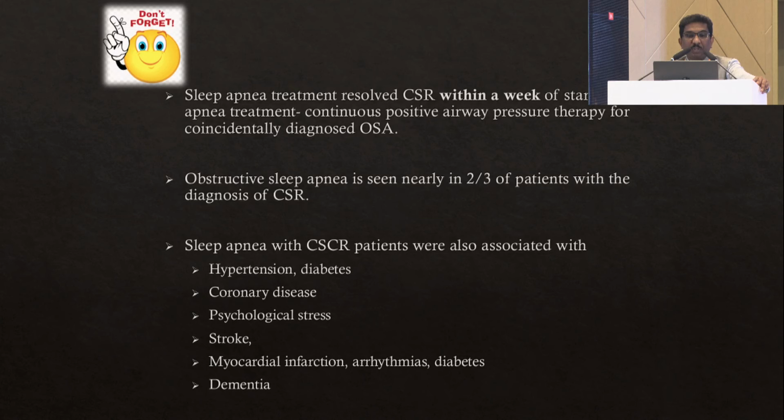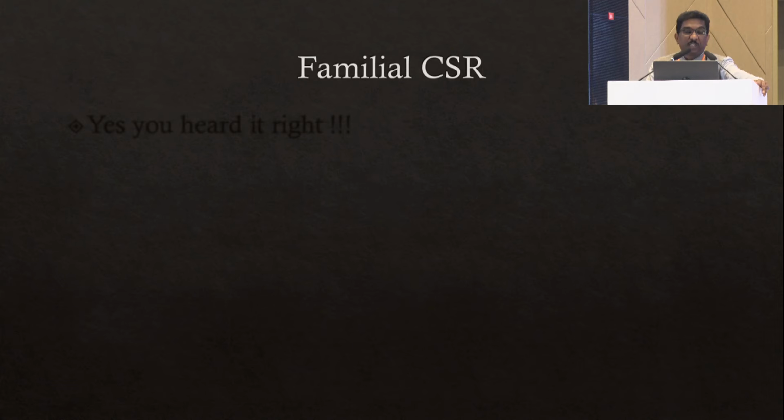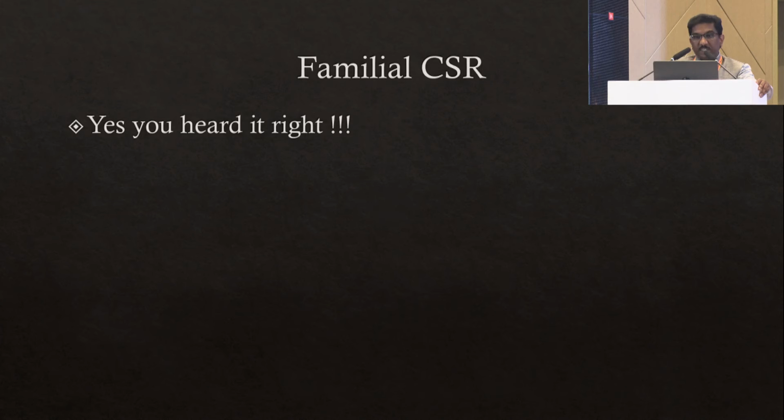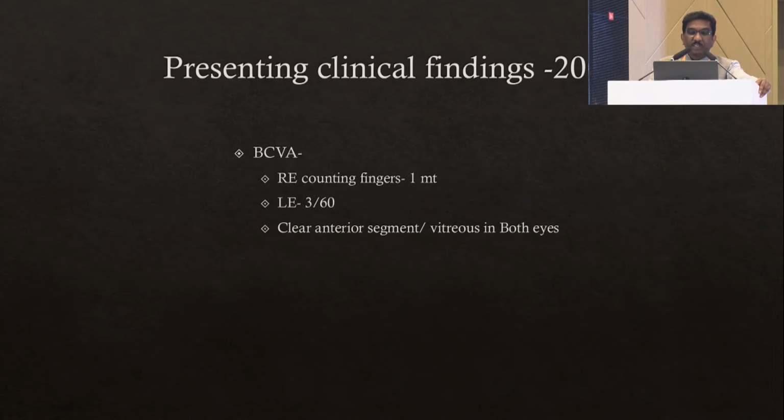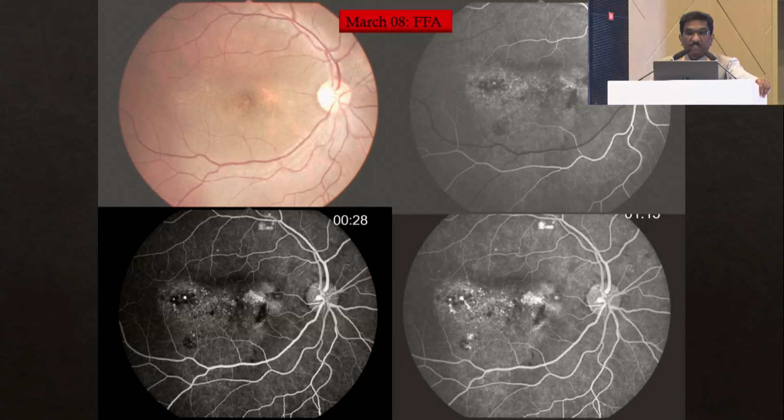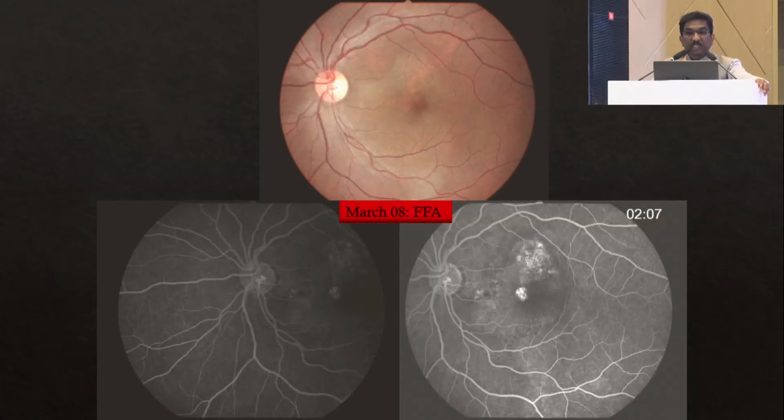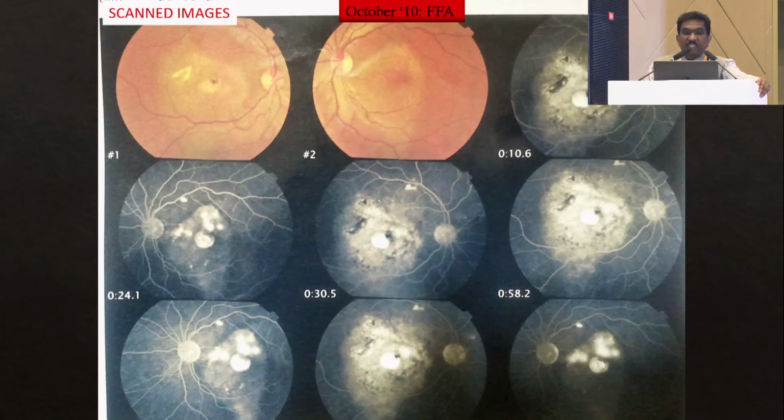The next entity is something that is very unusual. You heard it right, this is familial CSR. I had a patient in 2011 who presented with counting fingers vision. This was his presentation when he came to me with a bilateral exudative detachment. When we looked back at his FFA in 2008, he had features suggestive of a CSCR.